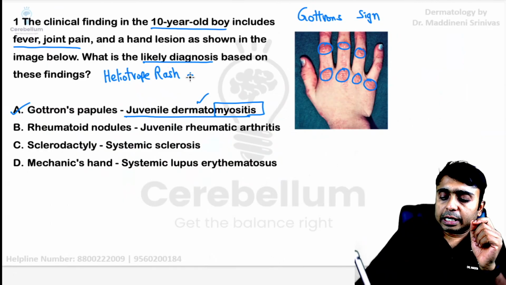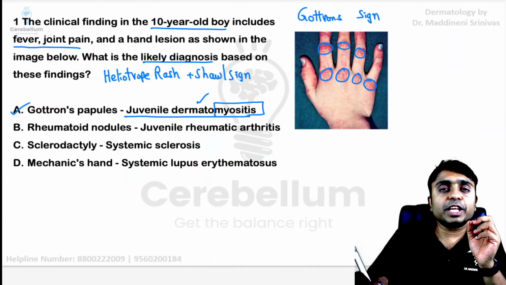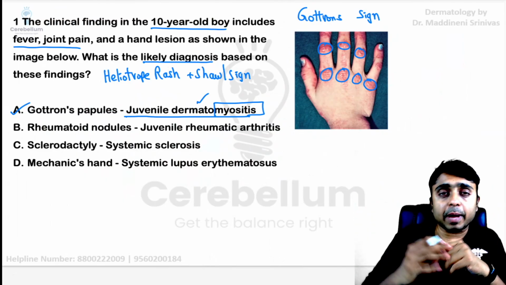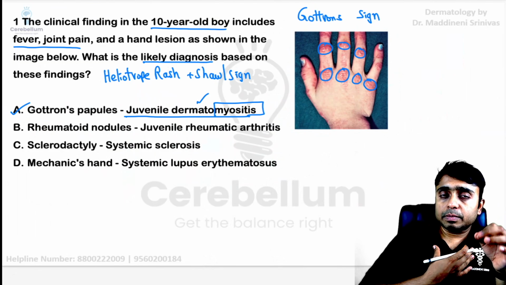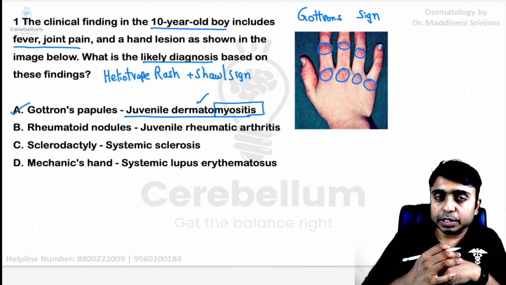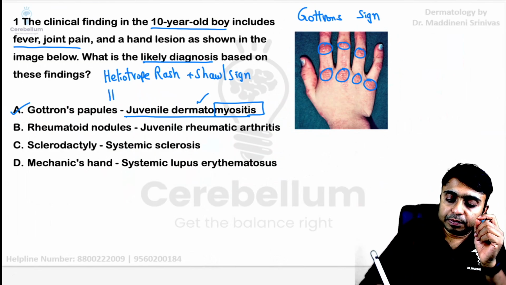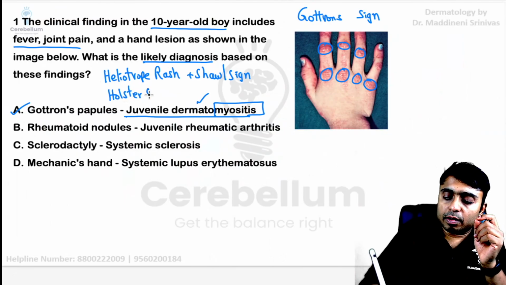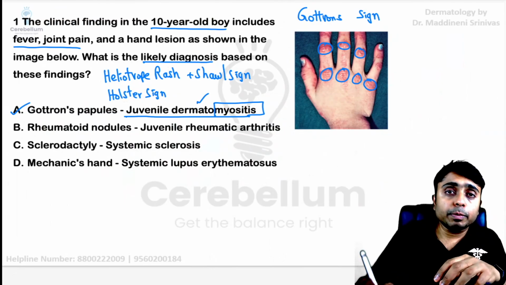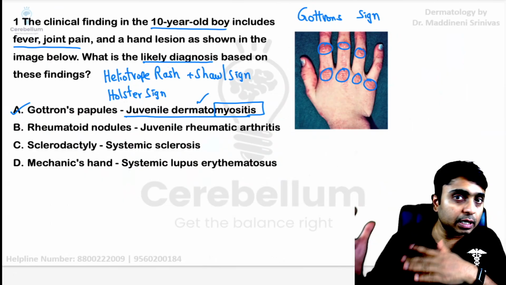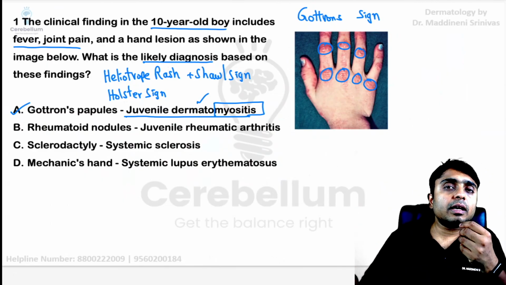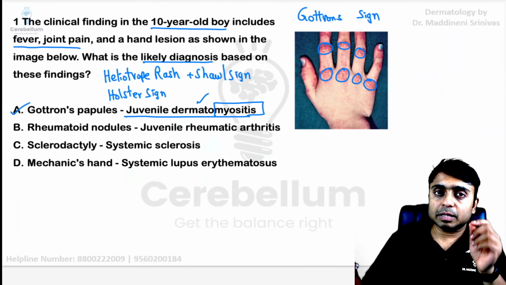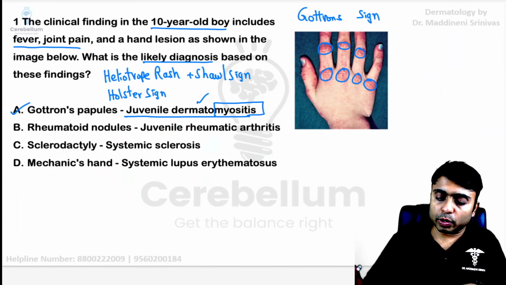The other feature is the shawl sign, where violaceous macular erythema is going to be present over the upper back, and the V sign, which is the violaceous macular erythema present over the anterior chest. Holster sign, where the erythema is now going to be present over the lateral aspect of the thighs. So these are all the various signs and features which are seen in dermatomyositis. Okay, very, very important for you to remember.